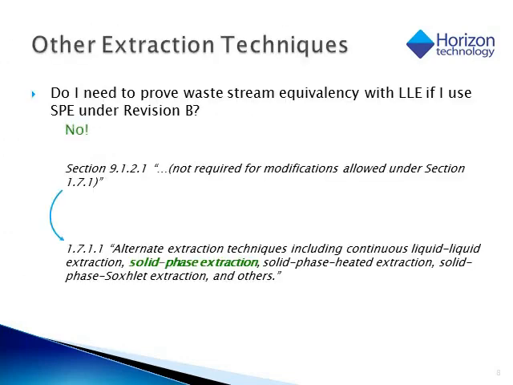The good news is that the method specifically says that any of the modifications given in section 1.7.1.1 are exempt from having to run an equivalency study on waste streams. Since SPE is written in there, we're good. Now, that's not to say that you don't have to run an IPR and MDL. Those are still required.